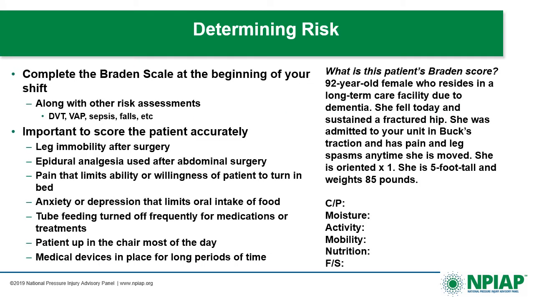So we're going to ask that you do a Braden scale on patients. You'll do it at the beginning of the shift. You might as well plan to do it with the other risk assessments, the DVT, the falls, the sepsis, all the other ones that you're doing anyway. Be thinking about what variations there might be in your patient. Maybe this patient had surgery on their leg and can't move the leg. Be sure you think about that.